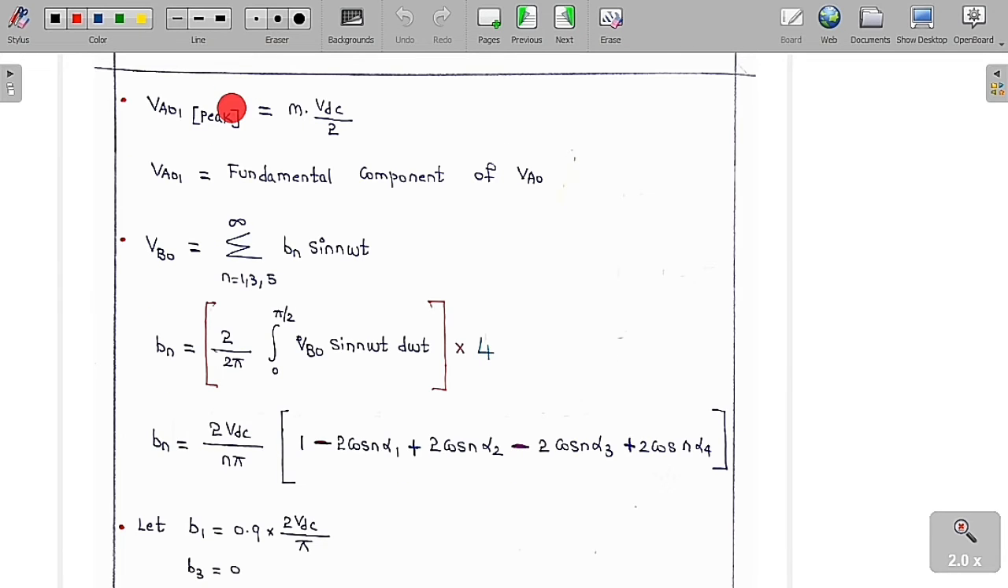Similarly, if you want to find the peak value of the fundamental component of the VA naught, it is equal to M into VDC by 2.